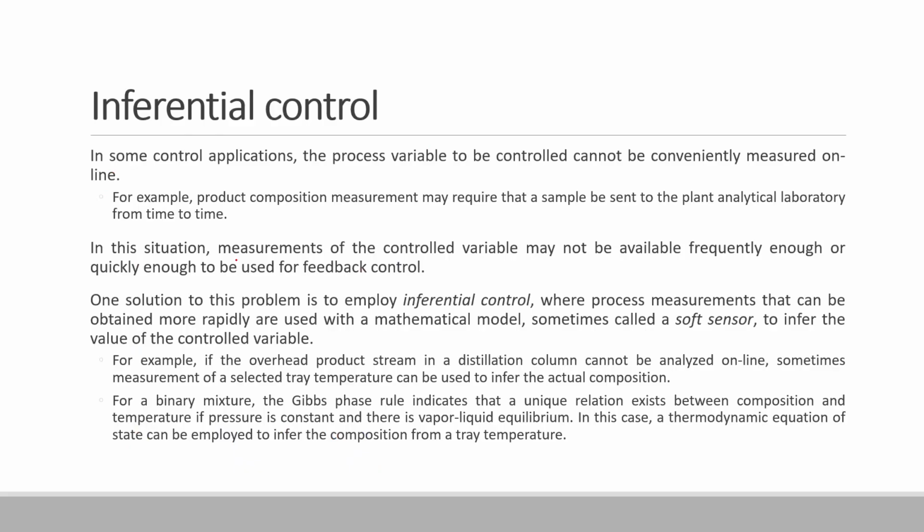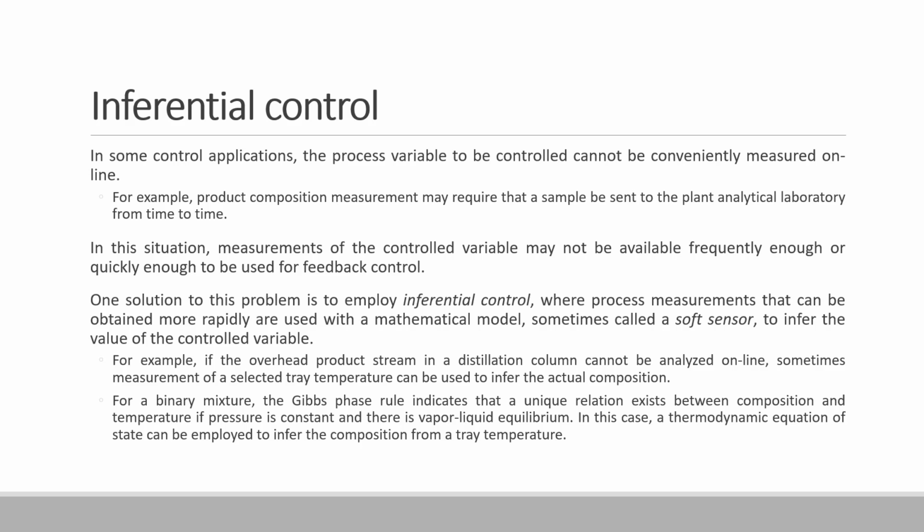Now the last control strategy that we are going to discuss today is inferential control. We had also discussed this in the earlier classes. For some control variables, we can't conveniently measure them. For example, the composition may require a large amount of time to be analyzed, so we can't use composition control directly. If we want to control the composition of the outlet stream, we can't directly monitor the composition. So to control such a system, we use inferential control.